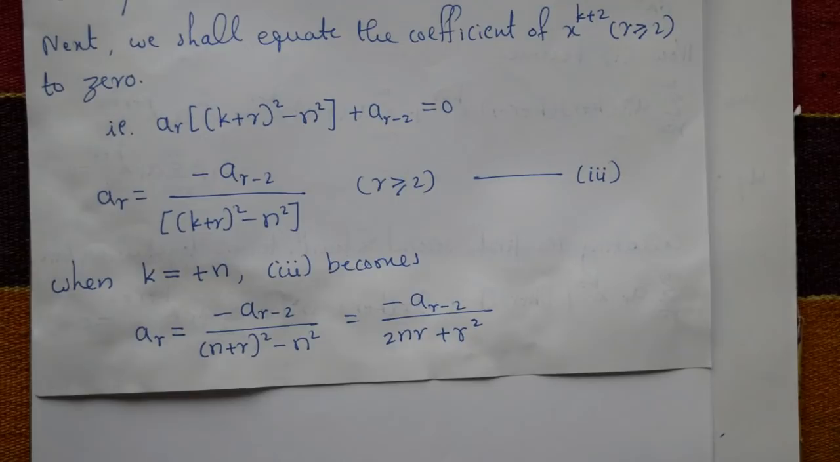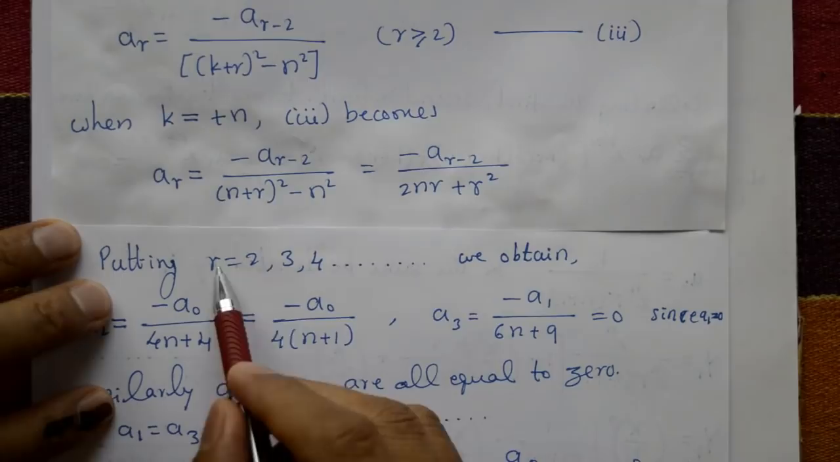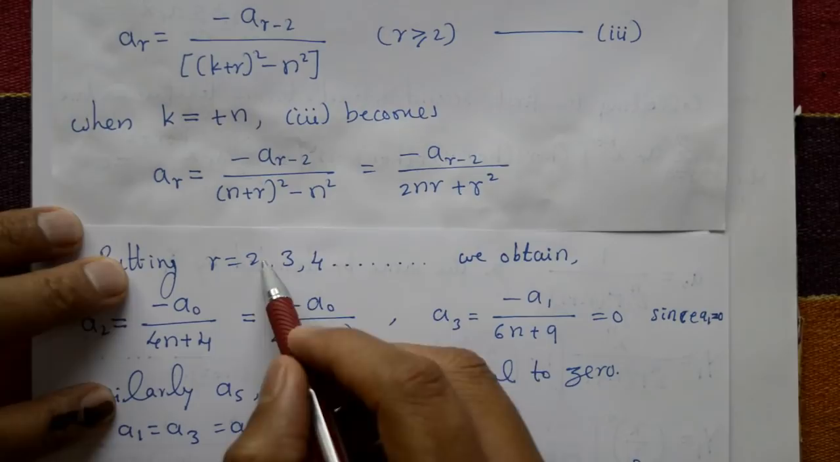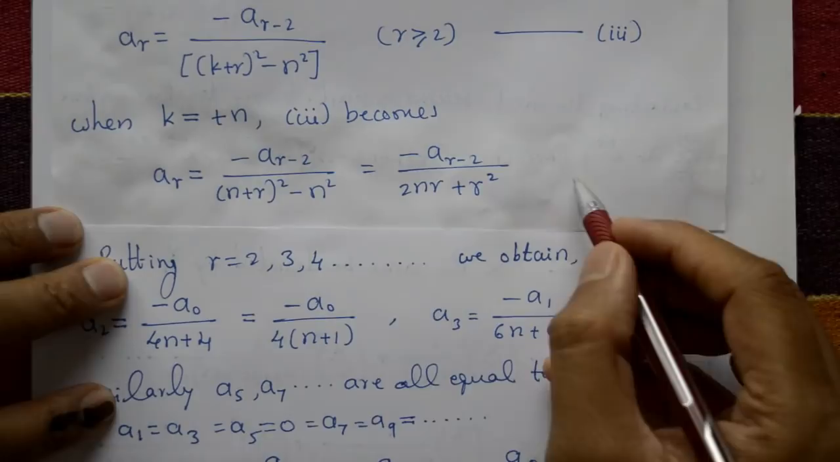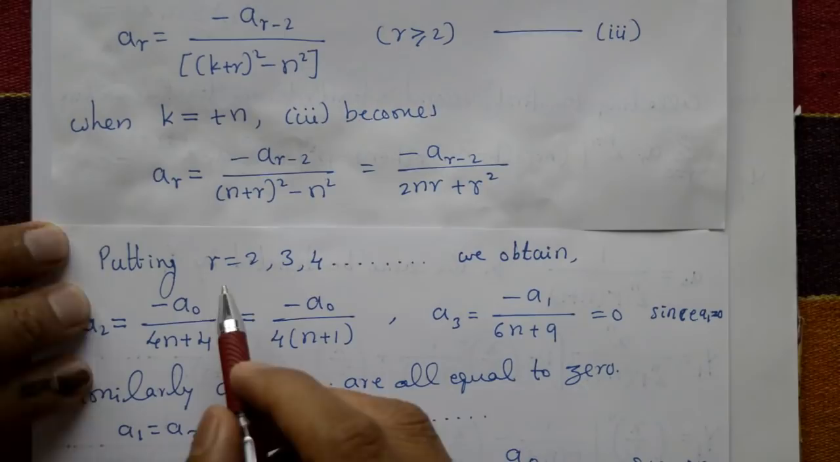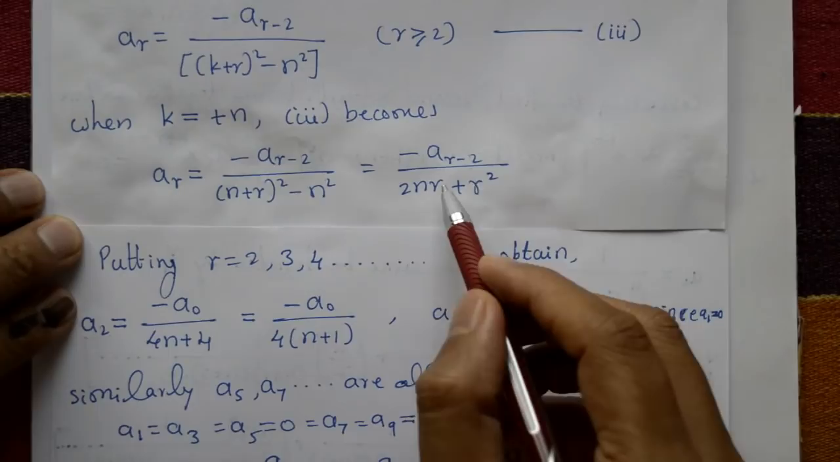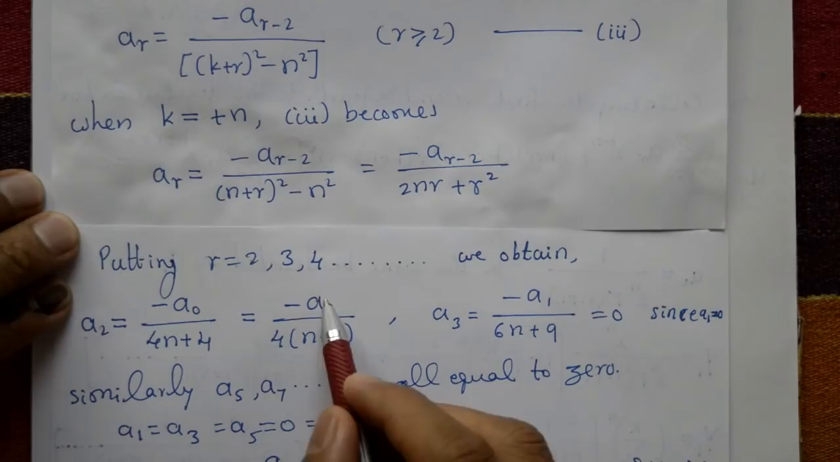Now you put r is equal to 2, 3, 4 and so on, starting from 2. When I take r is equal to 1, you get a minus 1, which is not possible. Put r is equal to 0, a minus 2 is not possible. Starting from r is equal to 2, so starting series a0, a1, a2, a3 required. Put r is equal to 2. a2 is minus a2 minus 2, a0, divided by 2n plus 4. Sorry, here it is 2 square, means 4. Take 4 common, a2 is minus a0 by 4 into n plus 1.